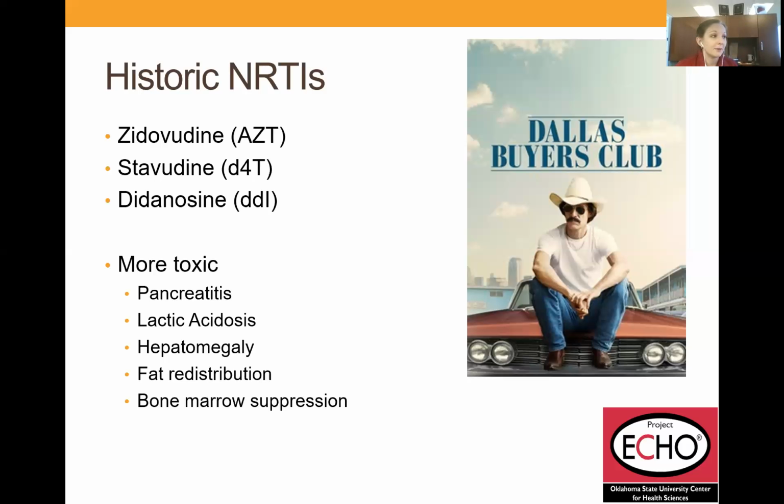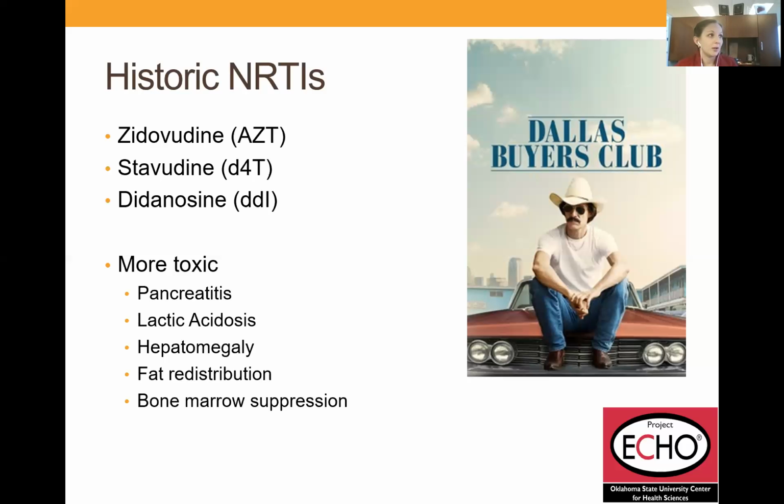And then fat redistribution with all three, this is where you would see that buffalo hump or the loss of the fat pads of the cheeks that a lot of patients struggled with. And then lactic acidosis, if you actually look on the package insert of any NRTI to this day, they will all say that lactic acidosis is a risk, which is theoretically true. However, you just don't see it with a modern nucleoside, but with these older nucleosides you did because of their toxicity profile.